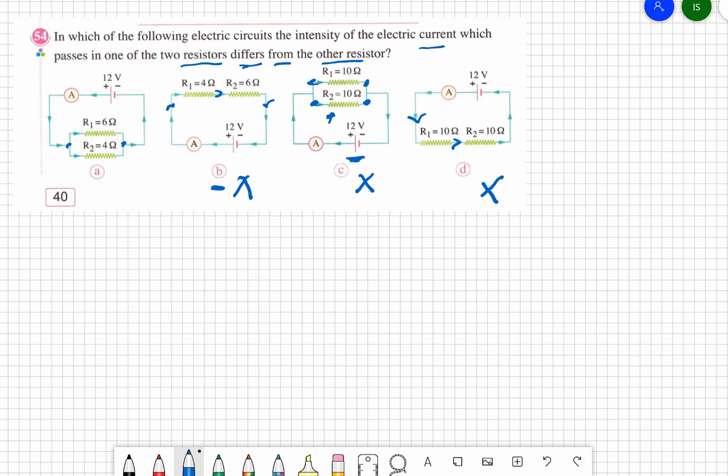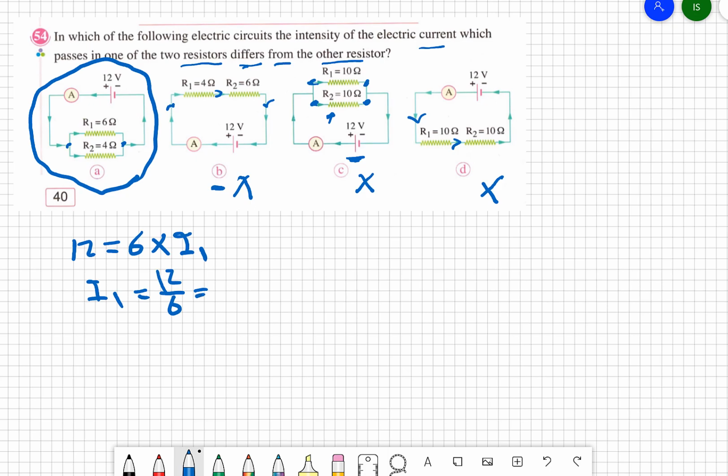But as you see, R here is different than in the upper and lower wires. We can calculate it, but the answer is this one. You know why? Because the current is different, because they are connected in parallel and the resistances are not equal, so the current is different. To calculate the current in the upper wire, 12 volts equals 6 times I1. So I1 equals 12 over 6, which is 2.